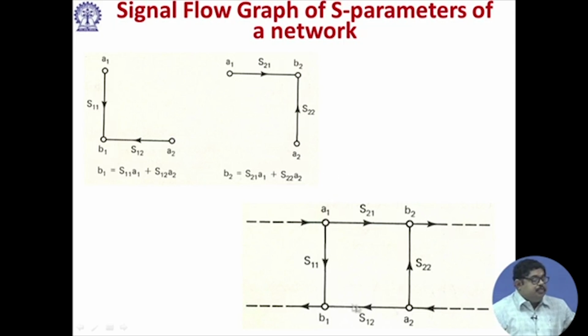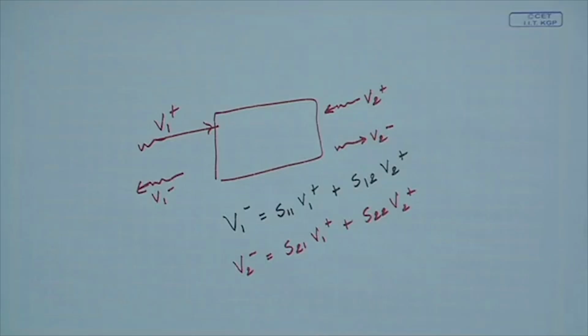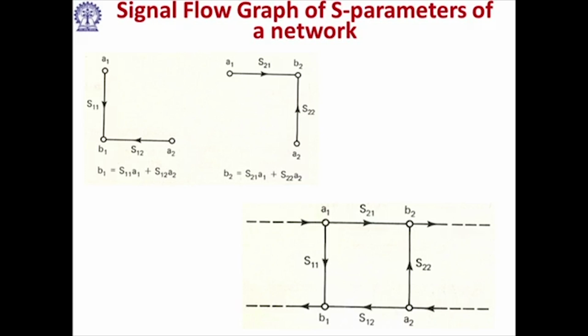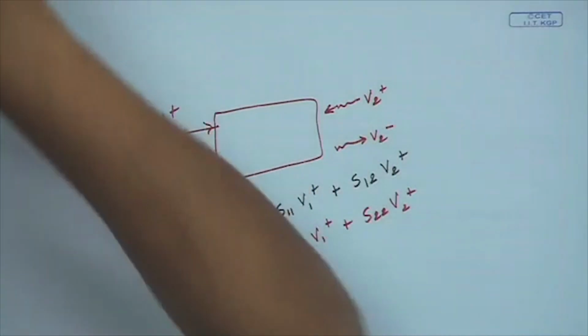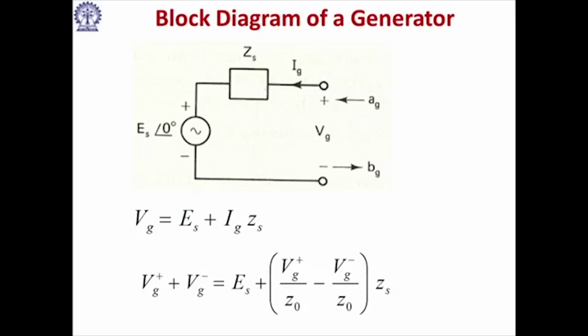So, this is a two port representation. A two port network with its S parameters can be represented in the signal flow graph like this. Similarly, you see the block diagram of a generator.